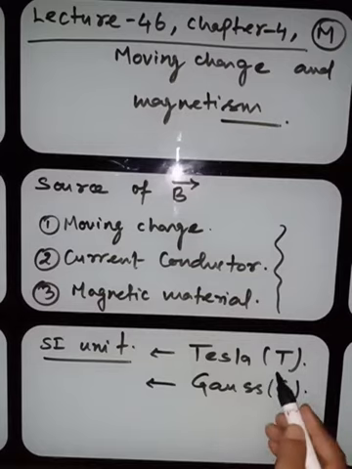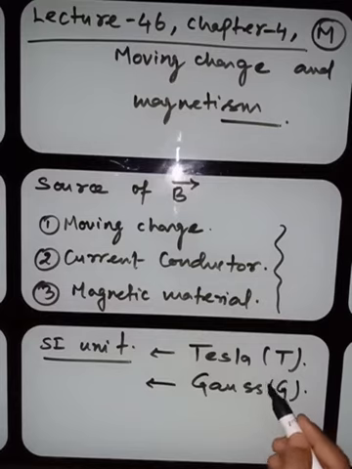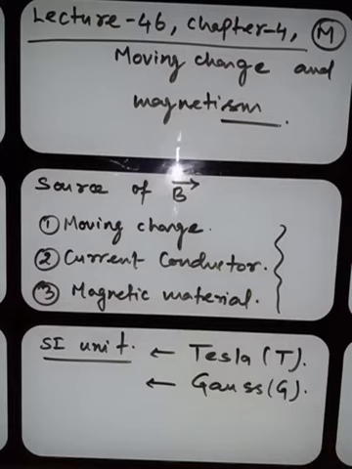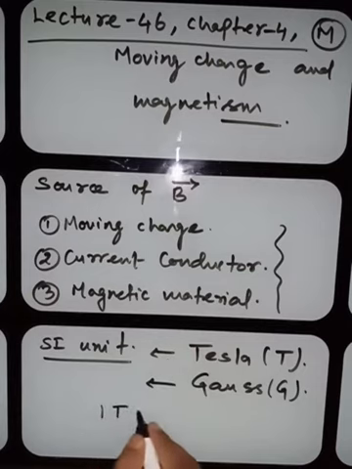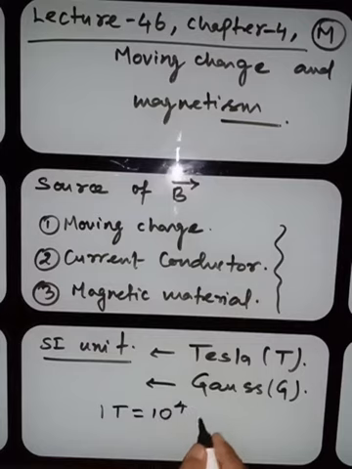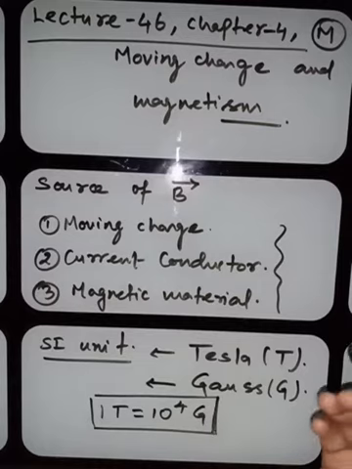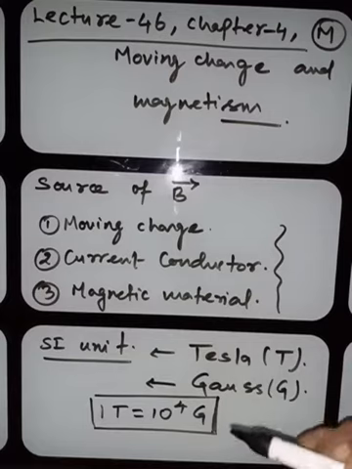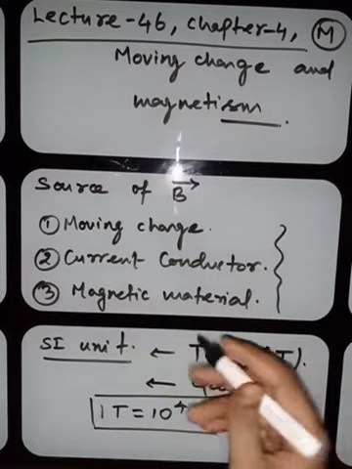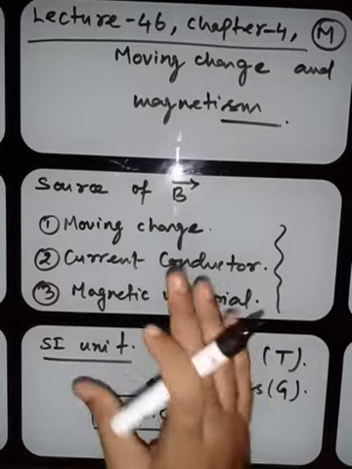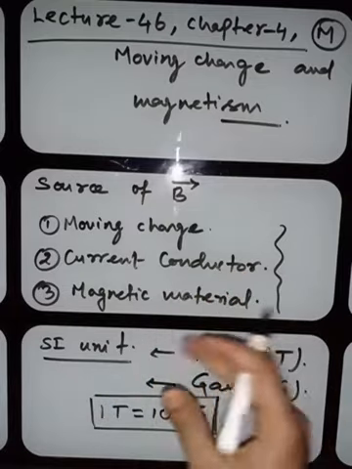This Tesla is a very big unit, that's why we use Tesla with prefixes like micro, milli, pico, femto, etc. The relation between CGS and SI, that is Gauss and Tesla: 1 Tesla equals 10 to the power 4 Gauss. You must remember this one. 1 Tesla is 10 to the power 4 Gauss. Now, if magnetic field is a vector quantity, then it is very important to know how to represent this vector quantity on board or on copy.